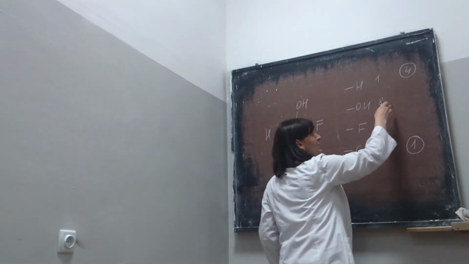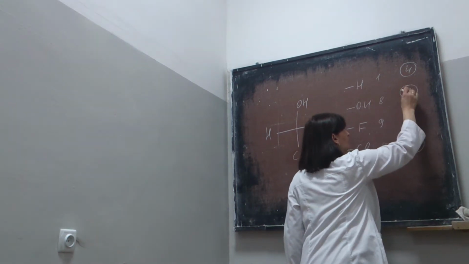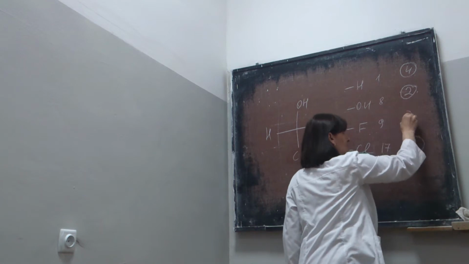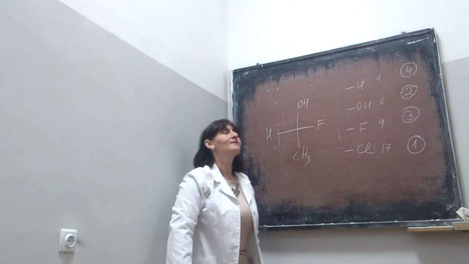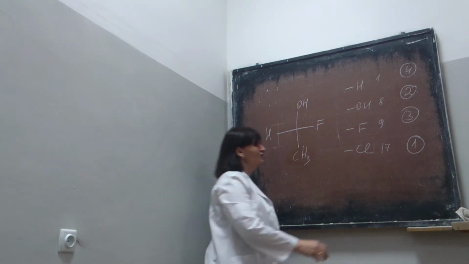Now between them, this one is number 3. Oh, sorry, number 2. Excuse me, no. And this is number 3. Where is Cl? This is CH. Cl not found. Oh, sorry.